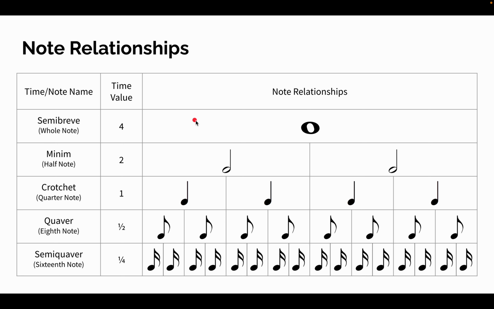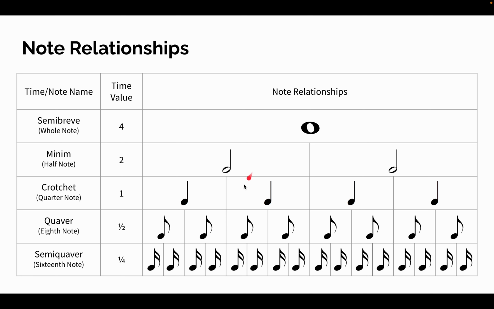Following semibreve, we have minims, and each minim is worth 2. And you can see that from its American name, the half note. And since 2 plus 2 equals 4, you can see this relationship between these two values.